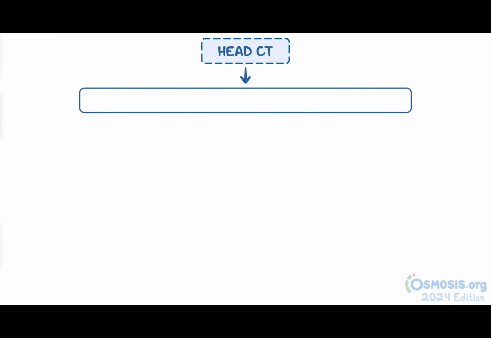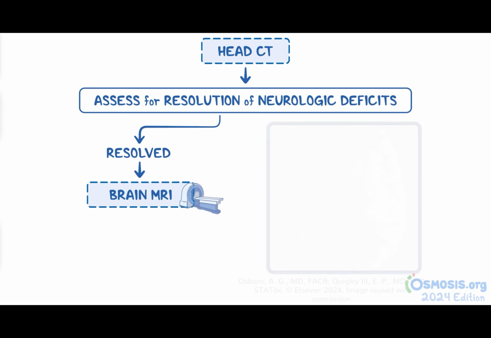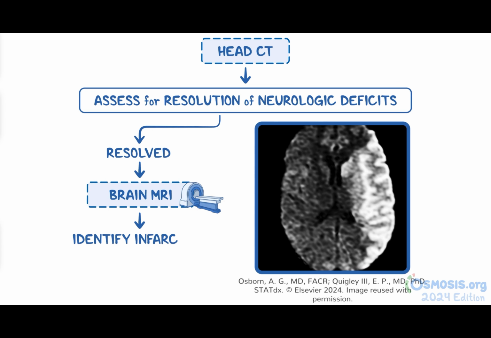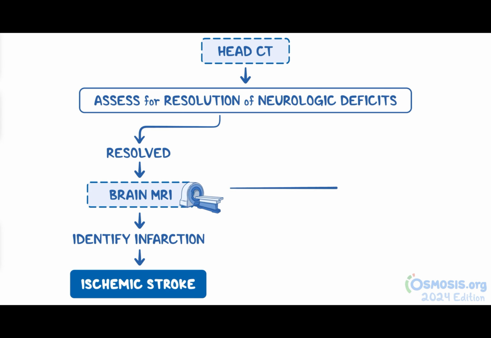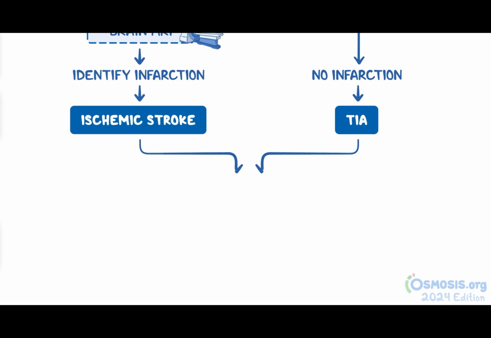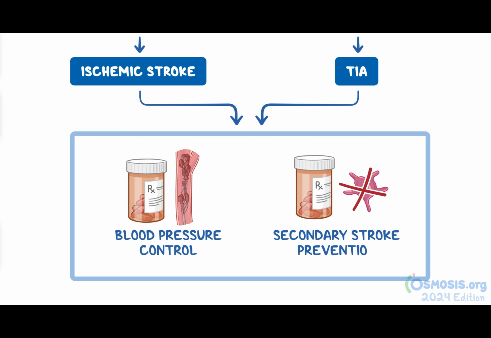Now, even if the CT imaging appears normal, you should not rule out an ischemic stroke yet. In this case, your first step is to assess for the resolution of neurologic deficits. If deficits are resolved, obtain a brain MRI. If you identify infarction, diagnose ischemic stroke. However, if the brain MRI reveals no findings suggestive of infarction, diagnose TIA. In both cases, start appropriate blood pressure control and provide secondary stroke prevention.